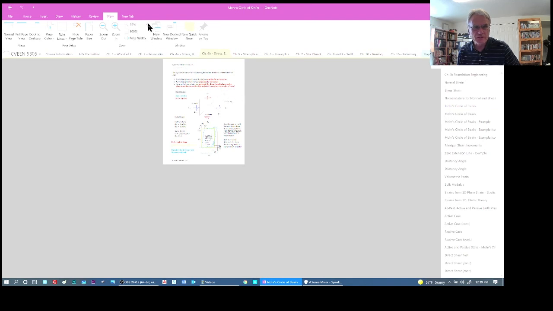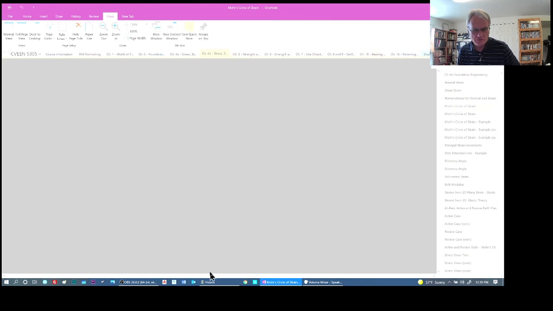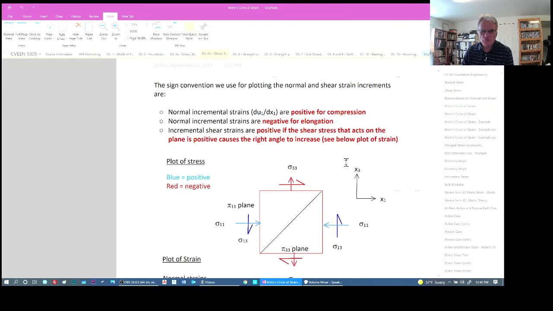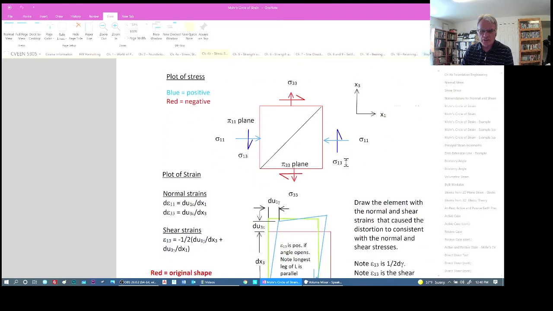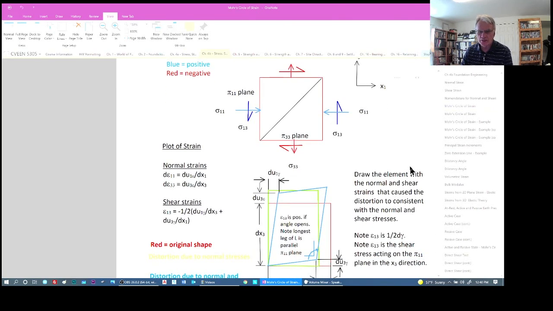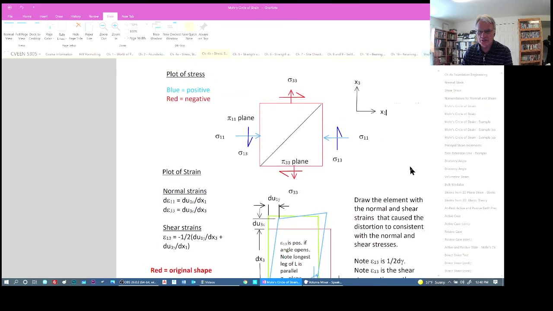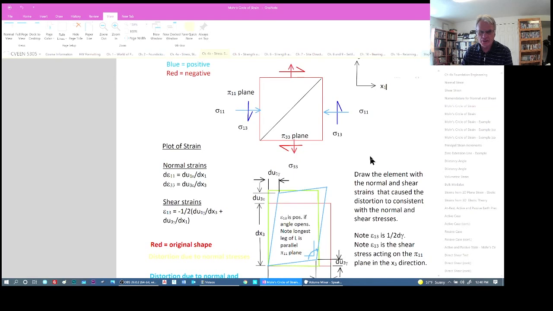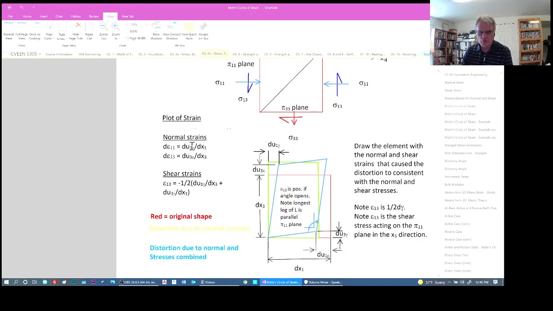Okay, let's see if I can get this zoom properly. I guess it's the best I can do. So we can plot more circles of strain. This particular diagram is just a simplification of the one that we saw in the previous slide. So we have normal stresses here and shear stresses acting on this particular plane, and we can also express the normal strains and the shear strains here.